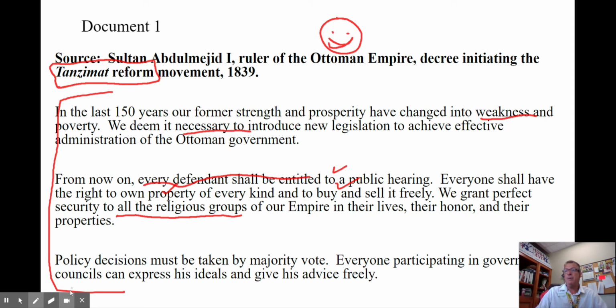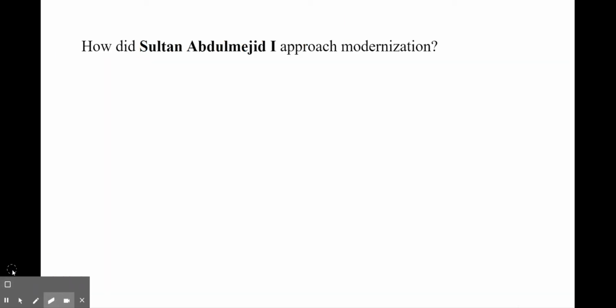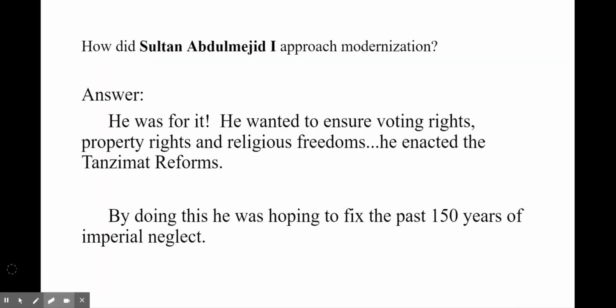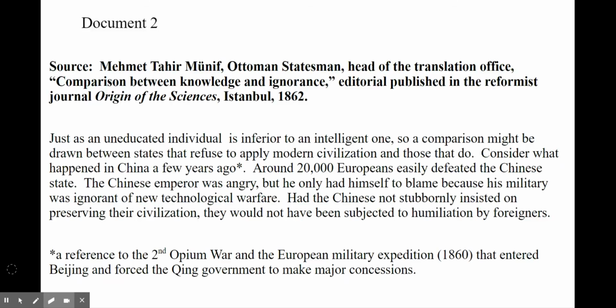And let me clean this up now. So there's your answer. He was for it. And I'm going to just pause that. You can pause this at any time and write down what I'm writing down or discuss or whatever you want to do there. Moving on.